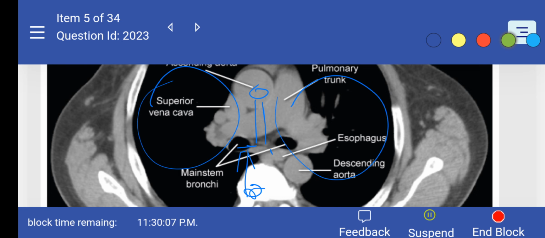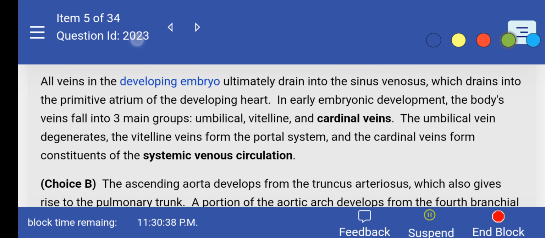So as we say, the superior vena cava is located on the right side. As we say, this is the right side of the patient, so this will be located over here, right? And if we look to the descending aorta, that is located on the left side of the patient. Okay, so this thing is important.